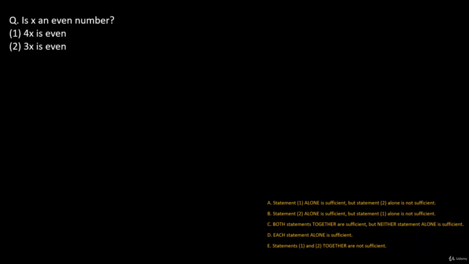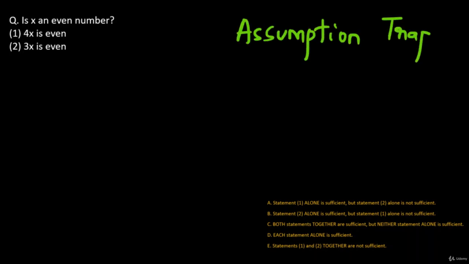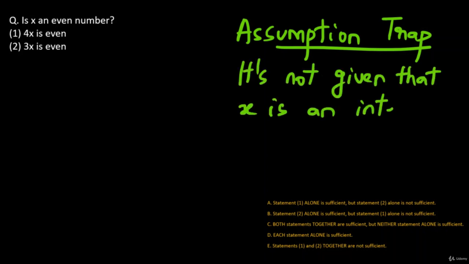Alright, we are back. I hope you have given it a try. Now, this is a classic case of an assumption trap. Now, what's the assumption trap over here? It's not given that x is an integer, right? It's not given that x is an integer. Now, let's go ahead and solve this.